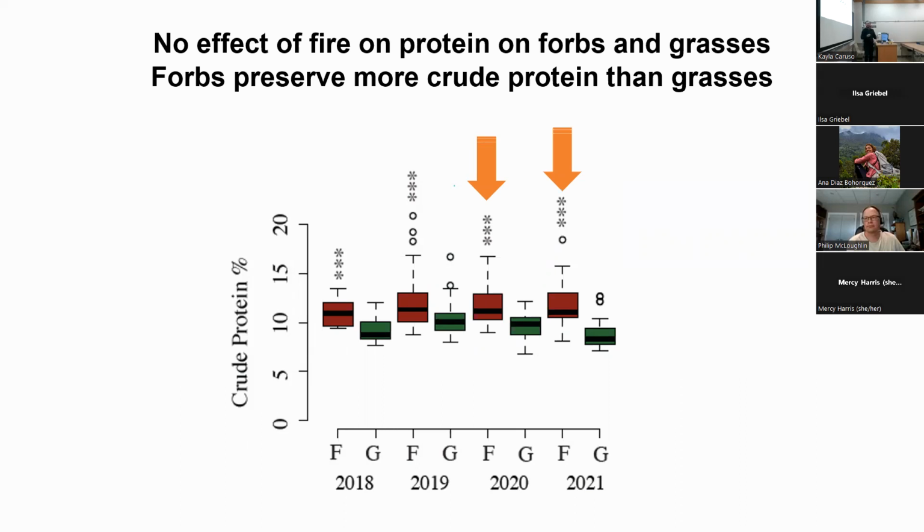And it looks like forbs seem to maintain that amount of quality. So they seem to have a similar amount of crude protein, even though they are facing those severe environmental conditions. So thinking about rangeland purposes, if we introduce forbs into pastures, it might be a good option to buffer the effect of severe environmental conditions when grasses are no longer present because of the environmental conditions.